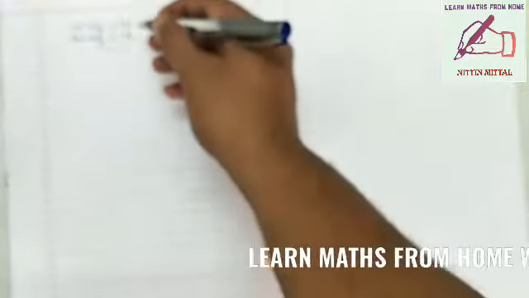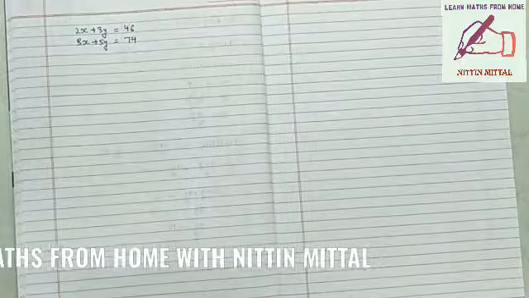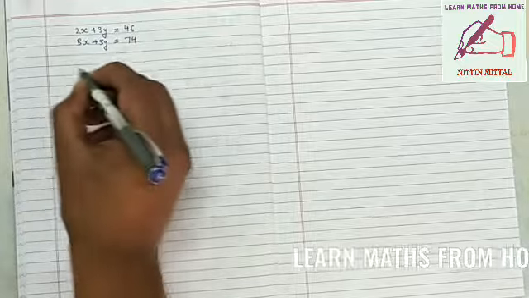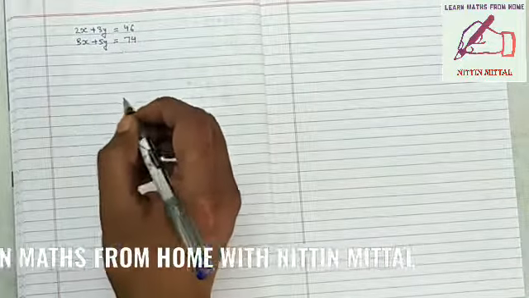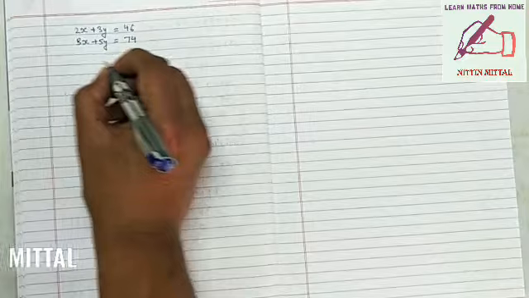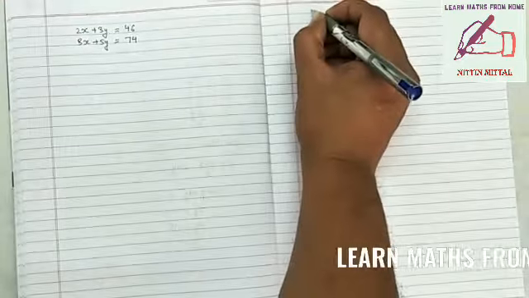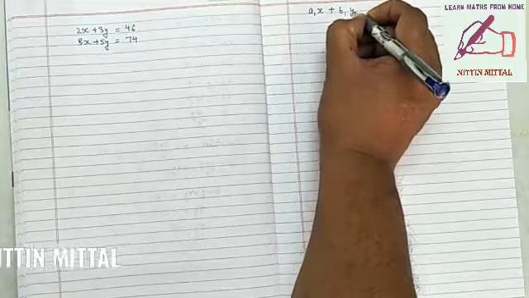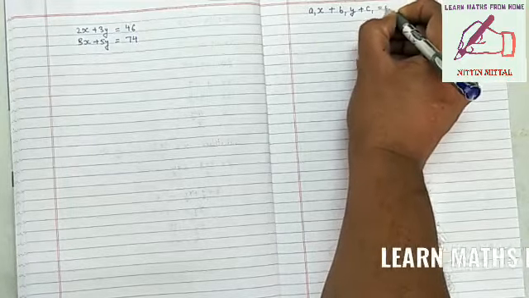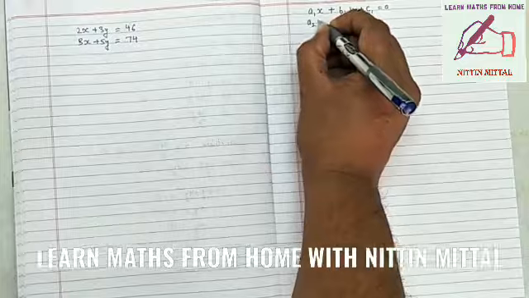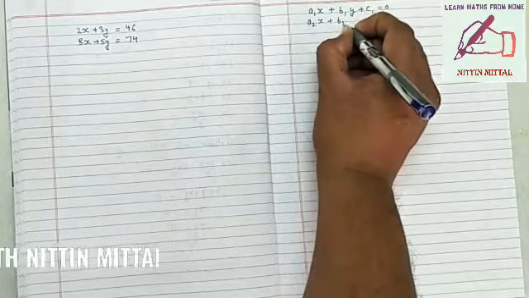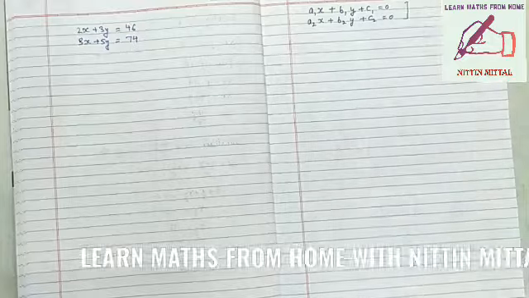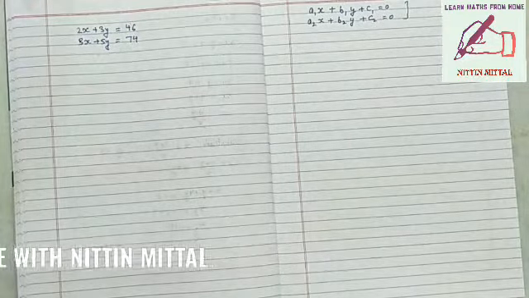Now in this pair of equations, the constant term is on the right hand side, but if you want to do the cross multiplication method, first we will write it in the standard form of a pair of linear equations in two variables, that is a1x plus b1y plus c1 equal to 0, a2x plus b2y plus c2 equal to 0. So this is the standard form of a pair of linear equations in two variables.